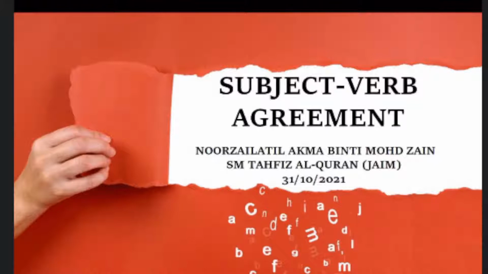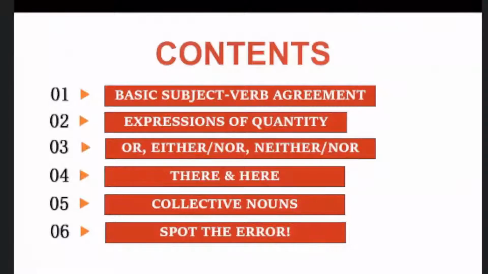Okay, basically for my session today, I will have 6 parts. The first part, I will share the rule for basic subject-verb agreement. This one will be very easy. Part number 2 will be focusing on subject-verb agreement when you use expressions of quantity. And then part 3, still focusing on subject-verb agreement, this time around we will see the rule when you use or, either or, neither nor. There is a spelling error there.